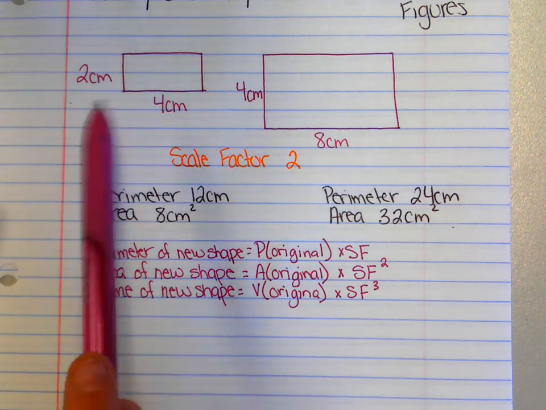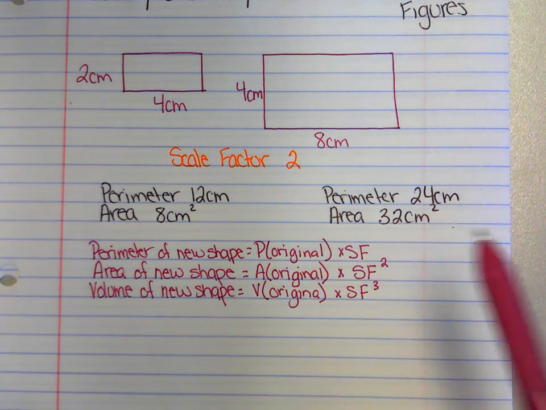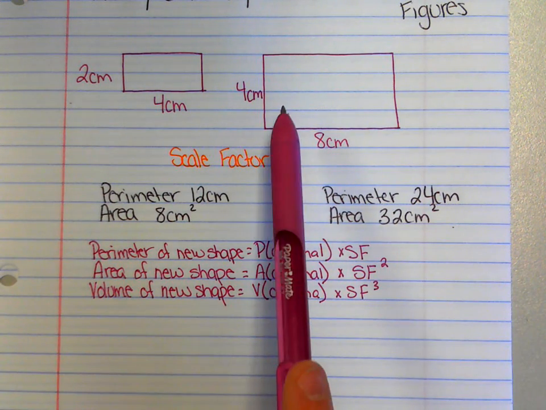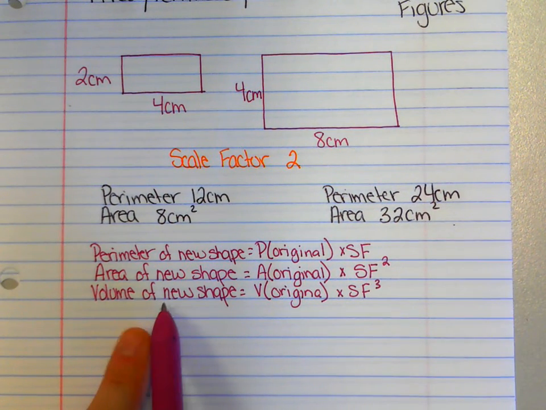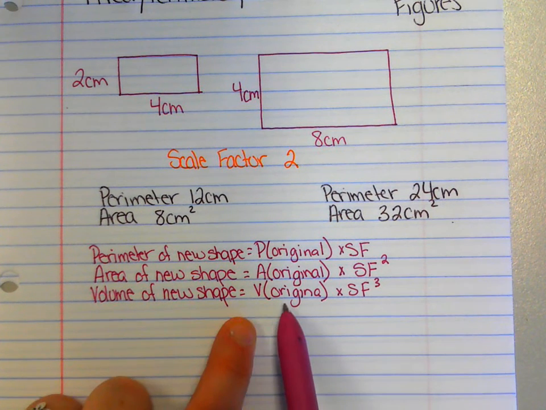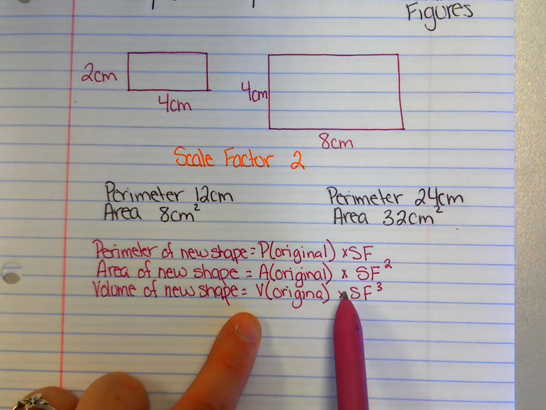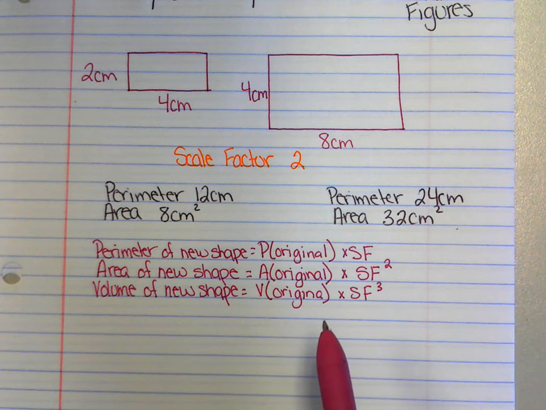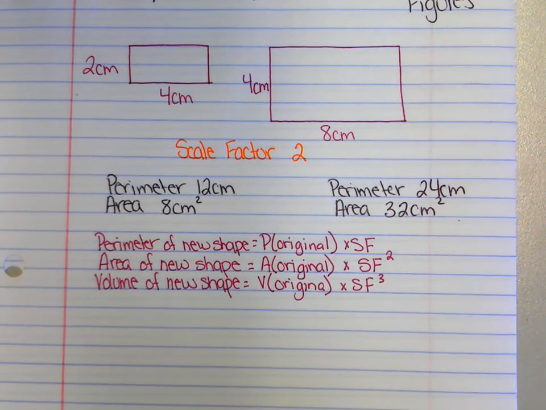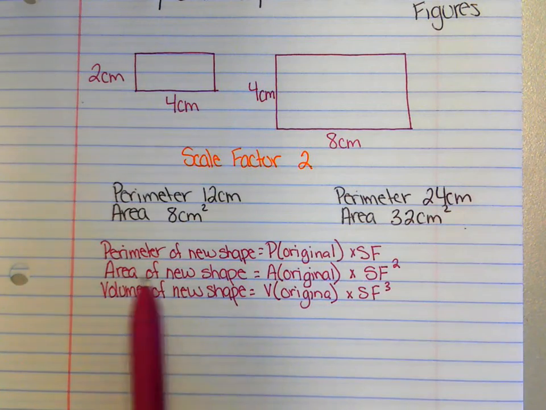Now, in this example, we would not be able to do volume because these are two-dimensional, and volume is only for three-dimensional shapes. However, if you had three-dimensional shapes, for the volume of the new shape you would take your original volume times your scale factor to the third power, or you can say your scale factor cubed. So as long as you follow these formulas, you should be fine.